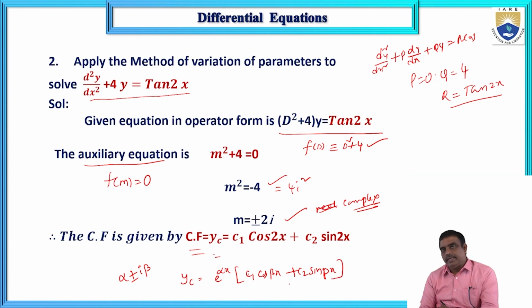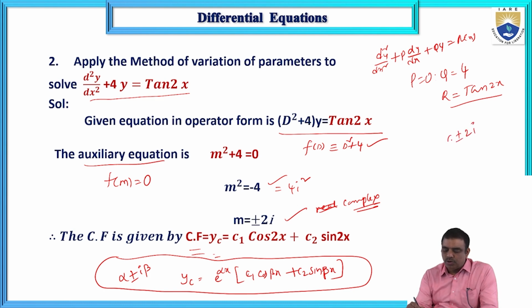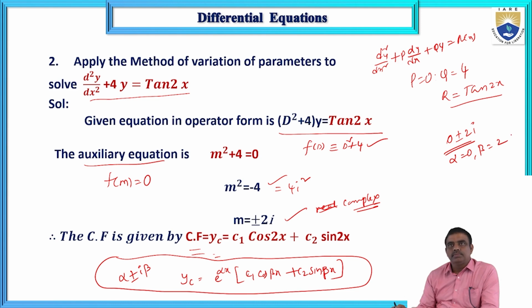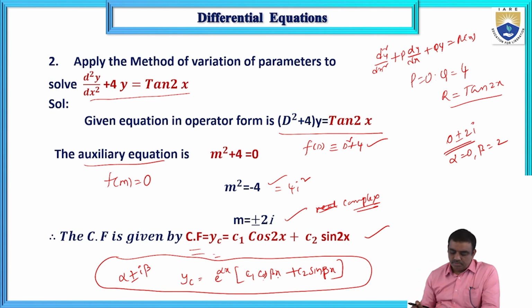This is the general format. The roots are in the form alpha plus or minus i beta. Then the solution will be e power alpha x into c1 cos beta x plus c2 sin beta x. So here alpha is 0, it is 0 plus or minus 2i, alpha 0 and beta is equal to 2. So e power 0x, that is 1, c1 cos 2x plus c2 sin 2x. I have given it directly. This is the complementary function of the given problem.